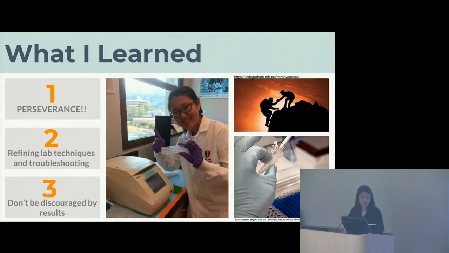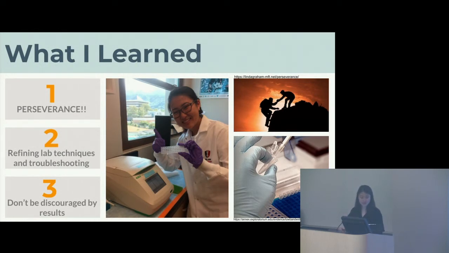I was also able to refine my lab techniques and troubleshoot because I spent so much time in the lab. I picked up on efficient lab techniques that will definitely prove to be very useful to me in the future if I plan to pursue research as a career or maybe just in college. And I learned to troubleshoot because I did run into many different problems. And I also learned the importance of positive and negative controls.